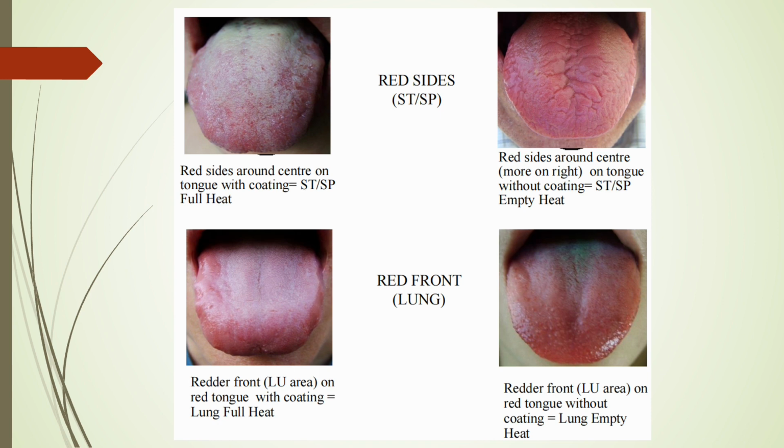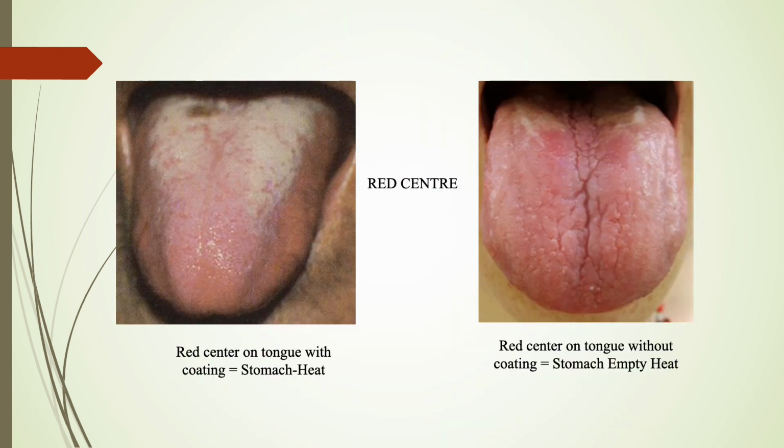Redder front, the lung area, on a red tongue with coating is lung full heat. Redder front, the lung area, on a red tongue without coating is lung empty heat. Red center on a tongue with coating is stomach heat. Red center on a tongue without coating is stomach empty heat.